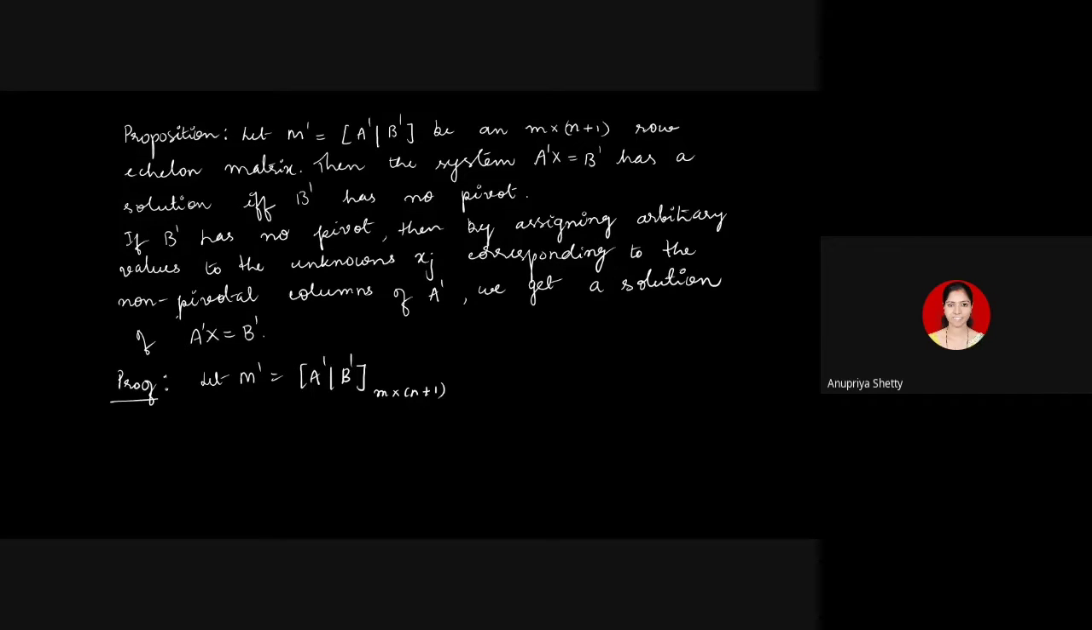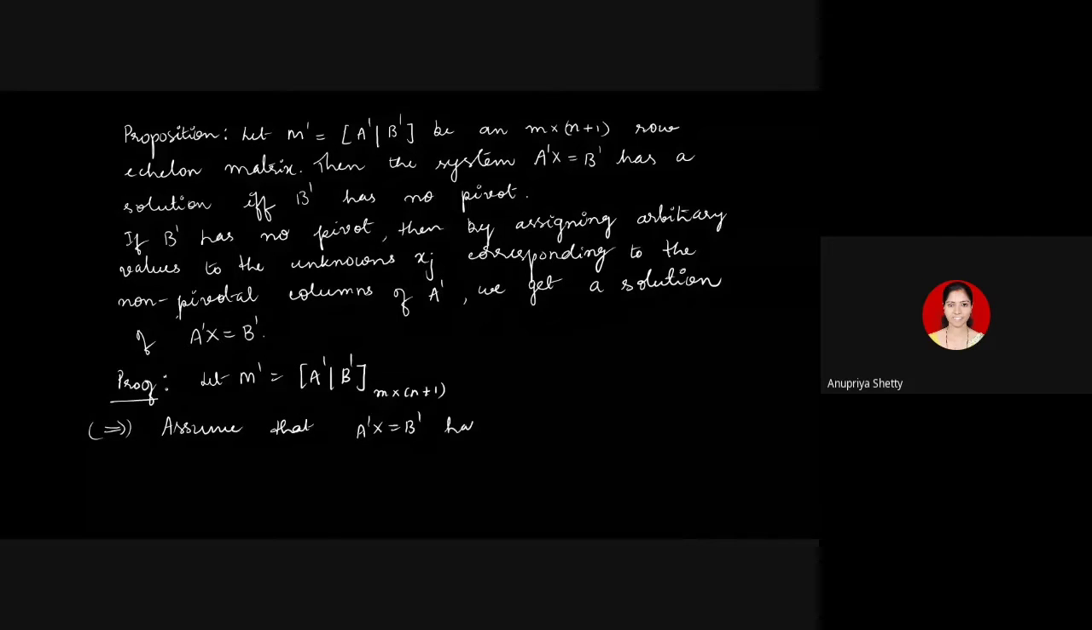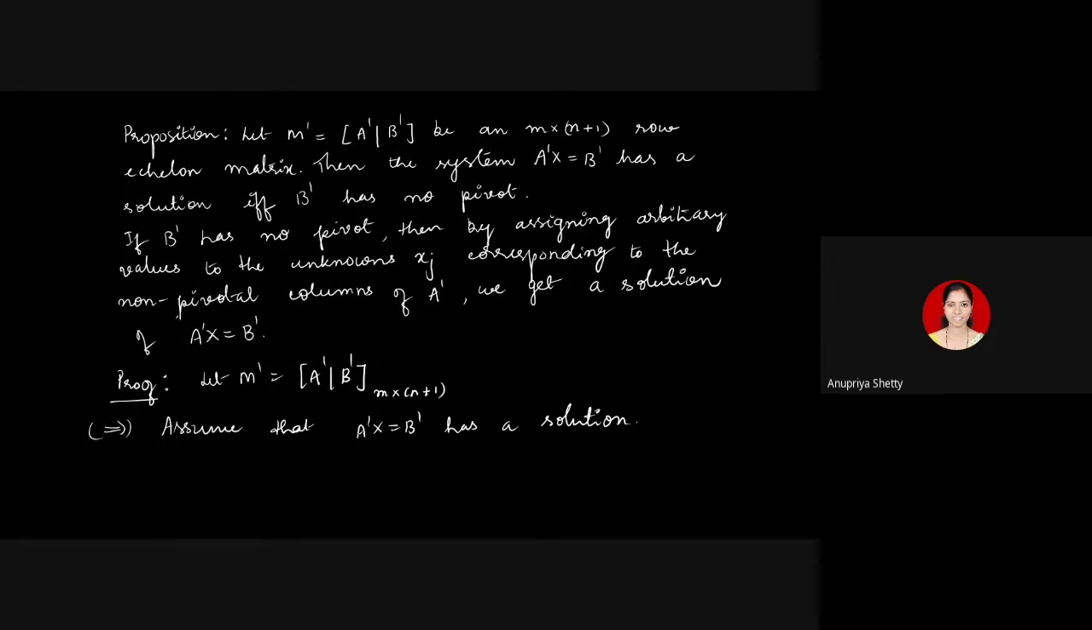We will look at the direct implication. What is the direct implication? I have to assume that A' x = B' has a solution and prove that B' has no pivot. Assume that. This is the direct implication now. Assume that A' x = B' has a solution. Let me take that solution as, say, some column y consisting of, what is the order of x? Order of x is n by 1. So there should be n entries. Let this be a solution.